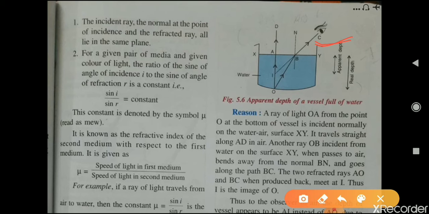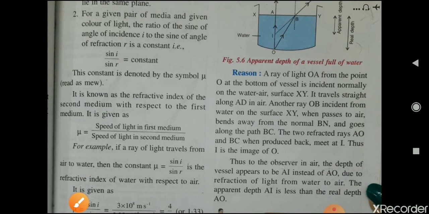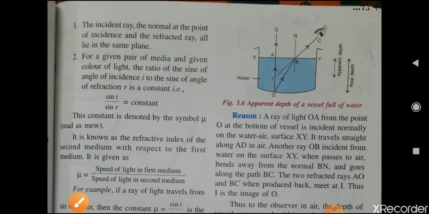Now when these two refracted rays are produced backwards, they appear to meet at I. So this is the image of O. Okay, this point O is the original position, and this is the image of this O. Thus, to the observer in air, the depth of the vessel appears to be AI instead of AO. As you can see in this picture also, it will appear AI, not AO.